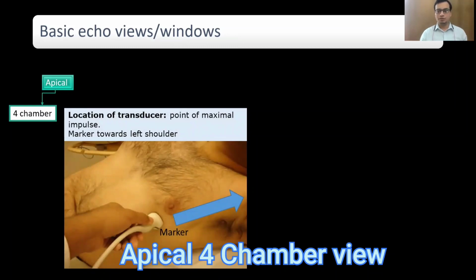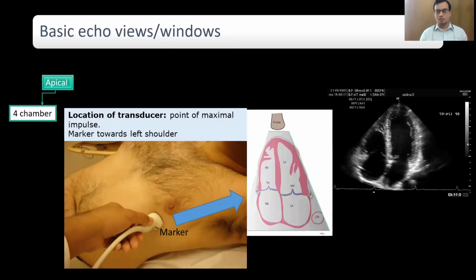It gives you a lot of information such as the chamber size, contractility, and the mitral valve movements and flows. So here is the view.